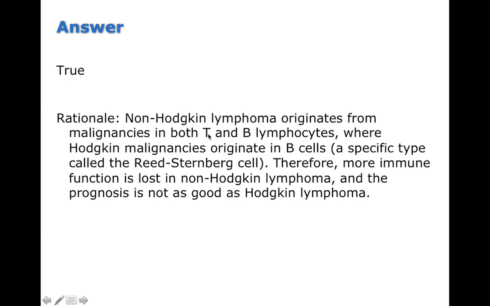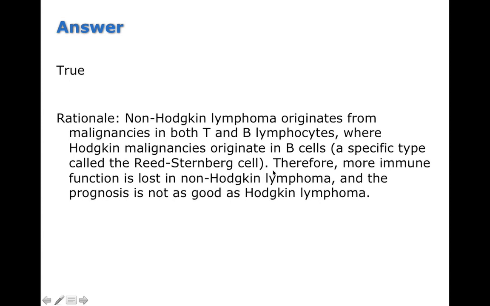Well, it ends up being true, and the reason is that non-Hodgkin's lymphoma originates from malignancies of both T and B lymphocytes, whereas the Hodgkin malignancies originate from B cells, and we get these Reed-Sternberg cells. Now, these Reed-Sternberg cells are only going to be associated with the B cells, and because non-Hodgkin lymphomas affect T and B cells, we're going to see more immune function lost with the non-Hodgkin lymphoma versus the Hodgkin, and so the prognosis isn't as good with non-Hodgkin lymphoma because they're going to potentially be at risk of infection because it's going to affect both T and B cells.